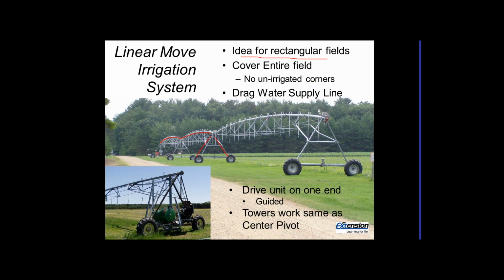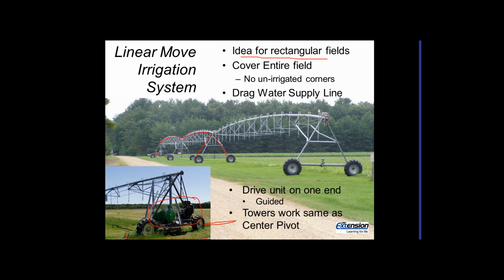It does require a hose to be dragged, so it's a little hard to see, but in this picture here, there's actually a hose that comes in the back side of this, and it will typically have a gasoline or diesel engine on here to drive this system. And then the guidance system, it's either going to be a follow the wire or a trench. So this one here, I don't have a good picture of it, but it actually has a trench that runs down here that has a follower wheel that goes in to keep it going in the direction you want it to go.